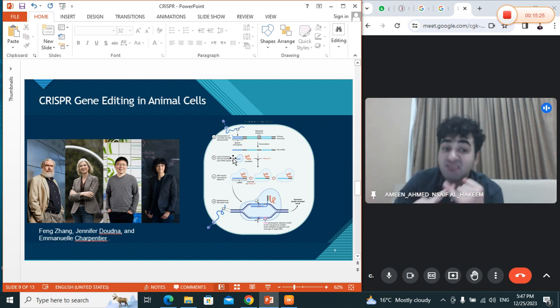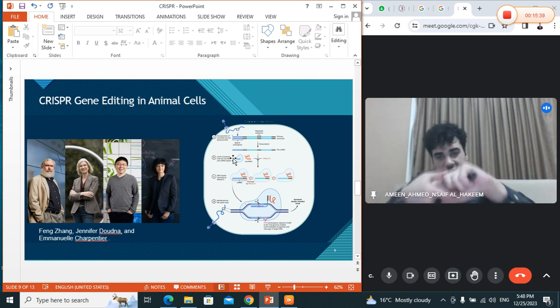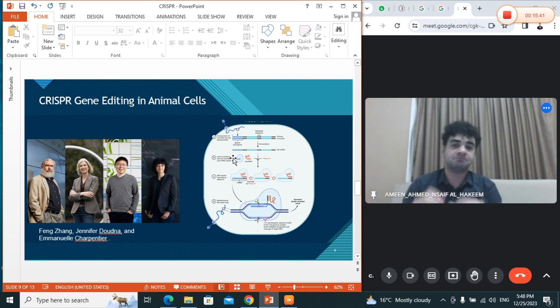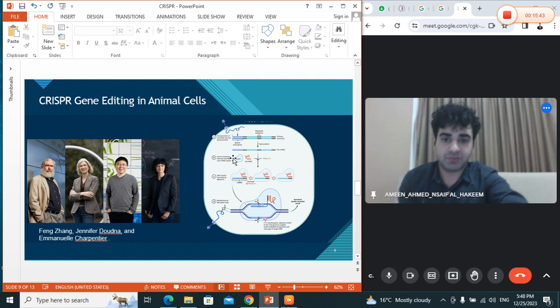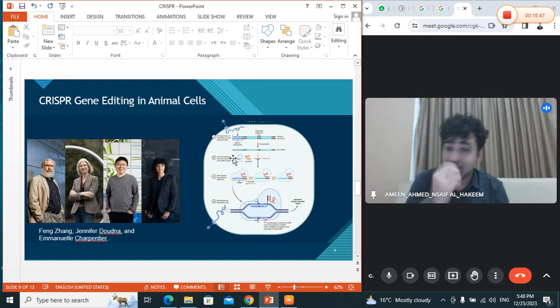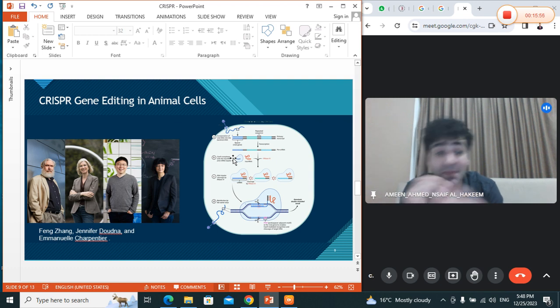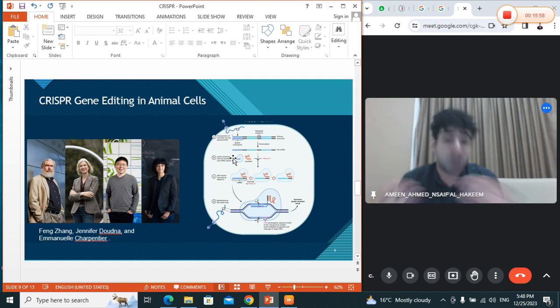It's designing the guide RNA and CRISPR-Cas nuclease, and also delivering them into the cells, targeting a specific gene, as well as DNA cleavage and DNA repair. Gene modification is made in the last step to correct them again. So CRISPR-Cas9 gene editing in animal cells is where scientists design a synthetic RNA molecule called guide RNA, gRNA, complementary to the target gene's DNA sequence.